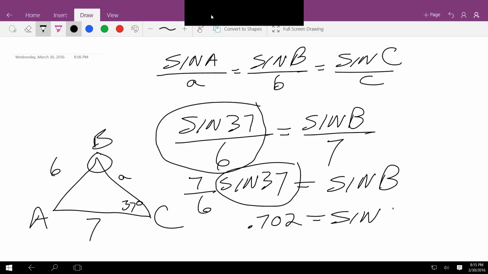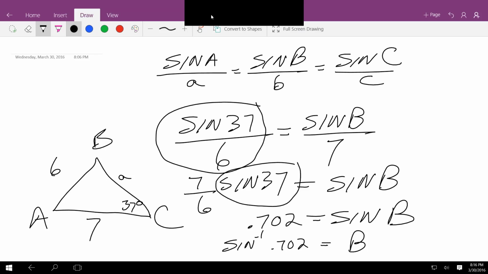Now, my goal is to find the angle B. So how do I find B? You do sin 0.702, it's like the inverse sine on the calculator, with the -1. Yes, the way I'm going to solve this is I'm going to take the inverse sine of 0.702, and that's going to be equal to the angle.